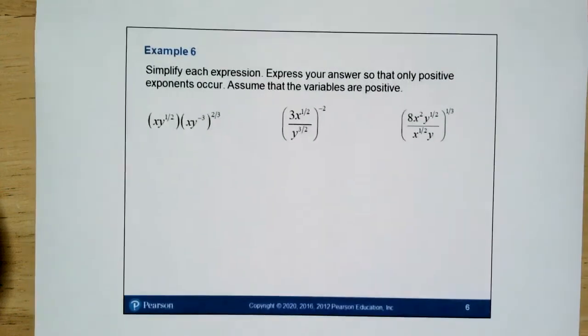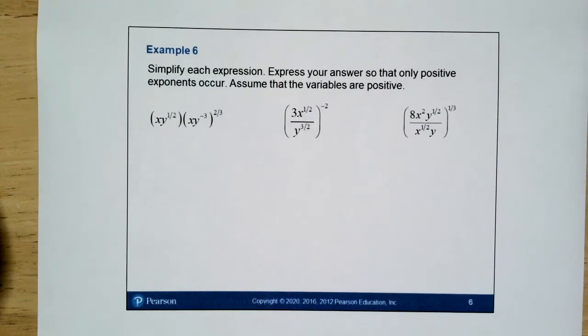Last page. So now we're going to simplify each expression and express your answers so that only positive exponents are written, okay? Assume that the variables are positive. So first we have x times y to the 1/2 power times x times y to the -3, but the x and the second x and the second y are both taken to the power of 2/3. So I'm just going to begin by rewriting this, okay? I'm going to rewrite it and I'm going to distribute that 2/3.